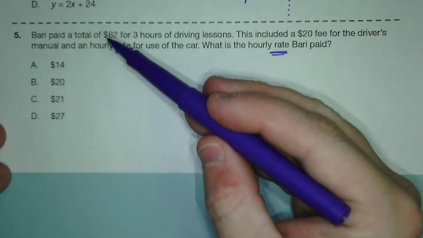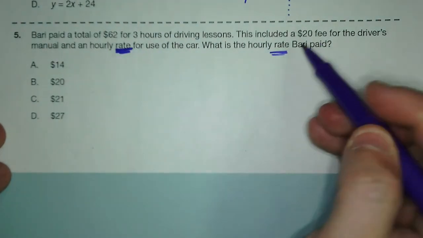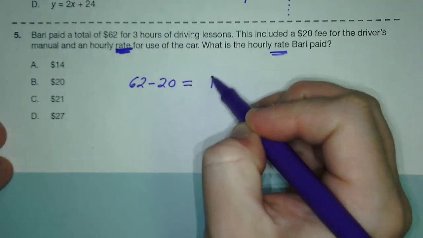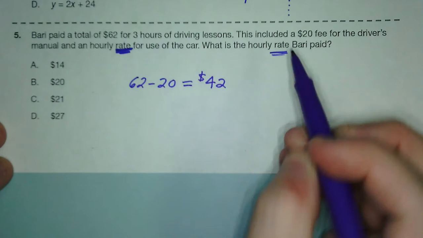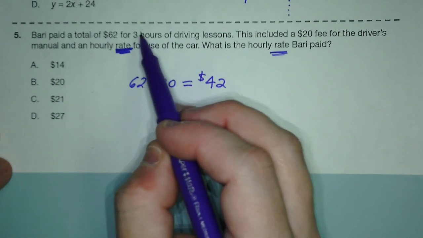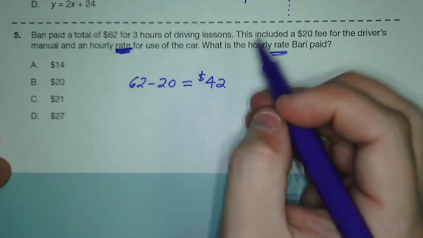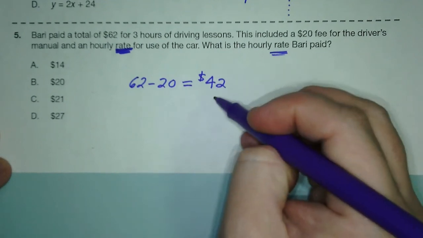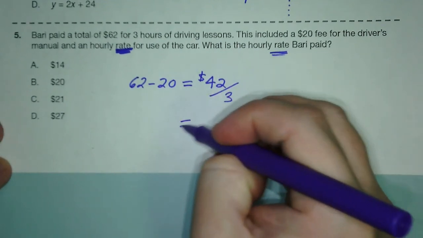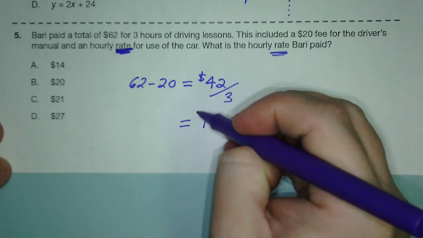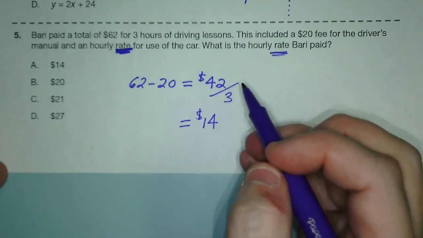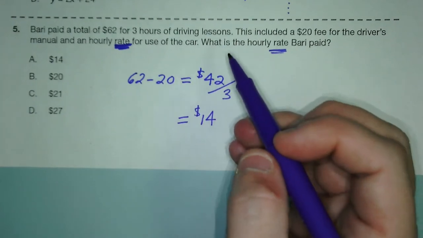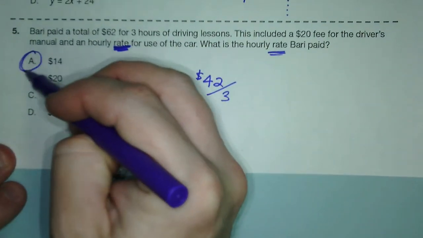So $62 total. $20 of that was just for the manual. So that leaves $42 left over, which is based off of the 3 hours. So 3 hours costs $42. All you got to do now is divide that by 3 to get 14, I believe. Again, be careful about doing mental math. Have a calculator and go with that. But it's A.